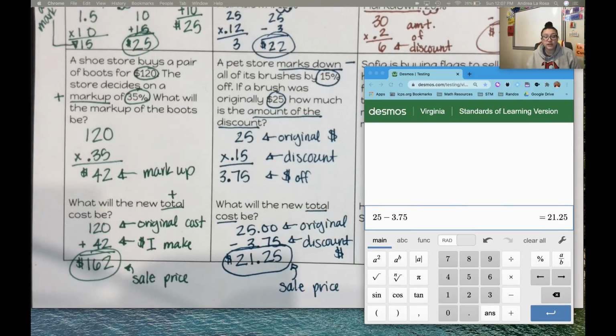Okay, hopefully you guys found that the new sale price of that brush for your pet would be $21.25. Hopefully you guys got that. If not, put a question in the chat for us. You can unmute your mic, let us know what questions you have. But if we're good, we're going to go ahead and move on to the next one.